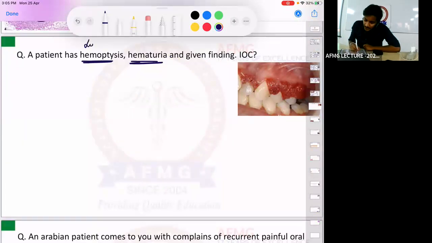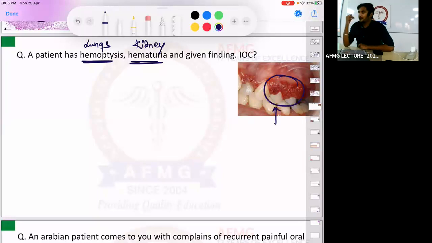So hemoptysis means lung involvement. Hematuria means kidney involvement. And the below given finding, what is this finding called? There would be hyperplasia of the gum or inflammation of the gum, and it will appear as strawberry. So this is called strawberry gums.